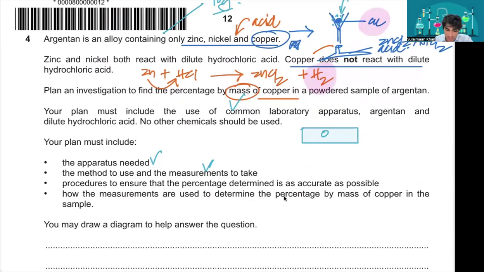And then, how do you determine the percentage by mass? The mass of copper divided by the total mass, which is 10 grams, times 100%. How easy is it?